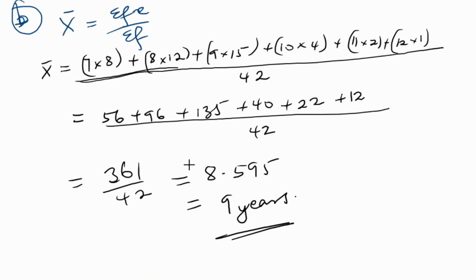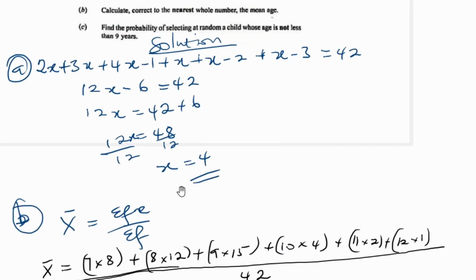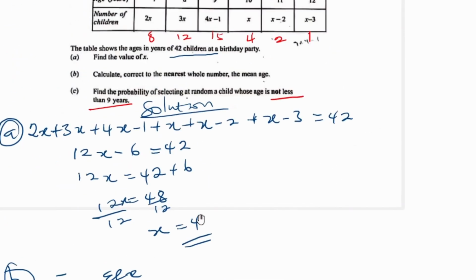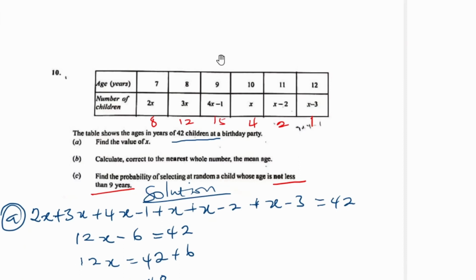Right, let's get to the C part of the question, which is asking us to find the probability of selecting at random a child whose age is not less than 9 years. This is a very important information. Not less than 9 years. What does that mean? Not less than 9 years means 9 years or more. So let's get back to our table. This is 9 years here.